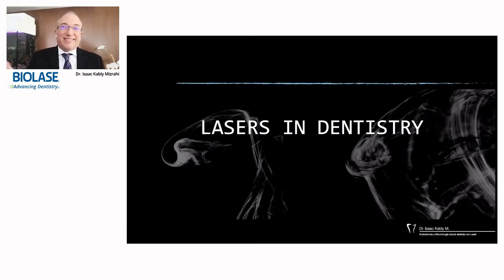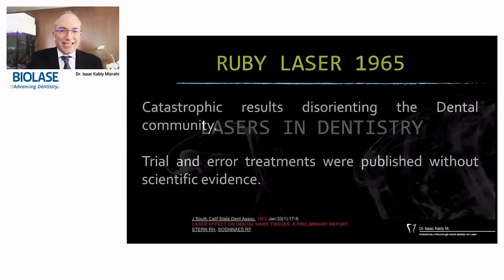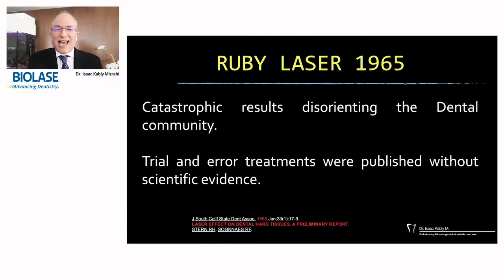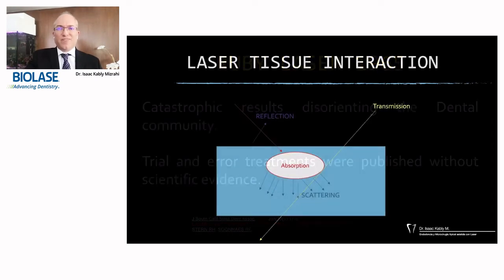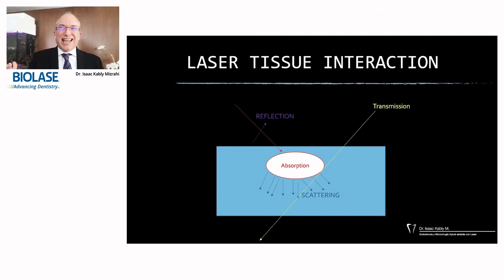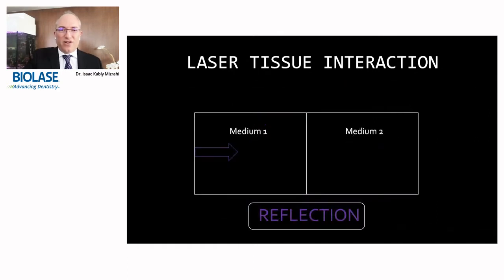Lasers in dentistry had a catastrophic beginning. In 1965, the ruby laser was introduced, and then it was published with trial and error treatment without sufficient scientific evidence. They were overheating the pulp. There was a lack of comprehension of how lasers interact with dental tissues. There was decarbonization of enamel, and long exposure times of the laser to the dental tissues. We need to understand how lasers interact with the tissues and with dental materials. I'm going to try to do it very, very simply.